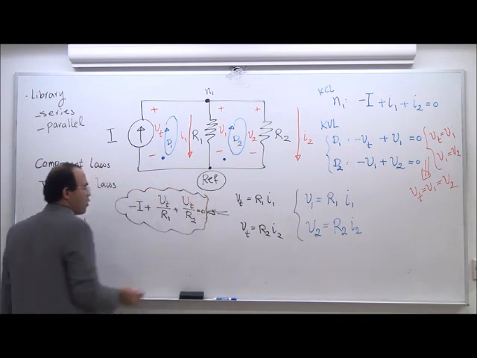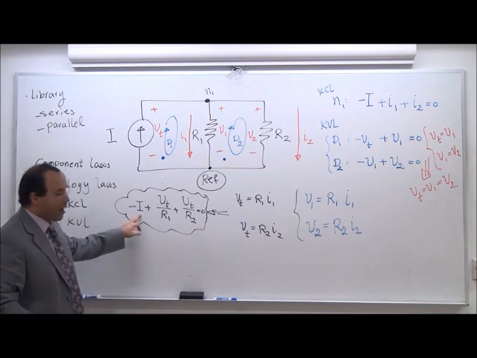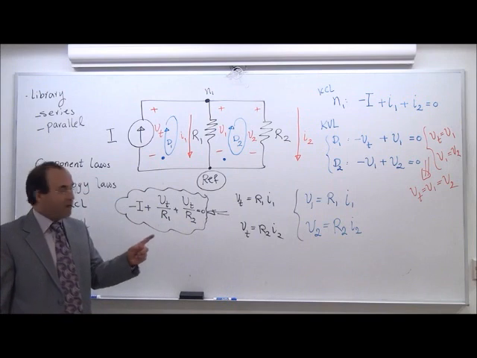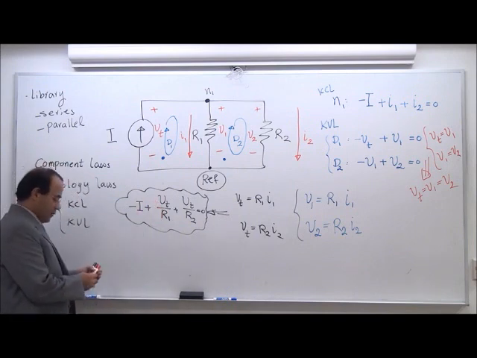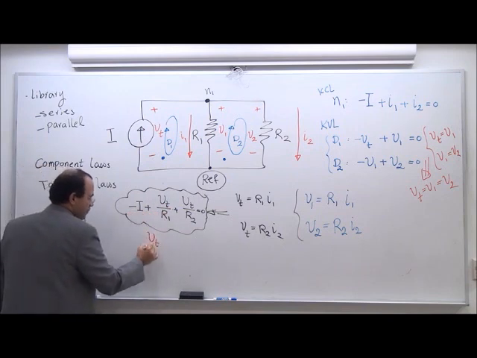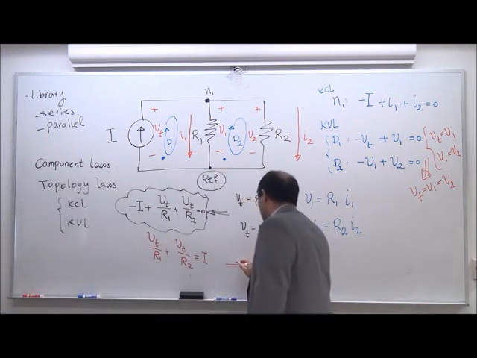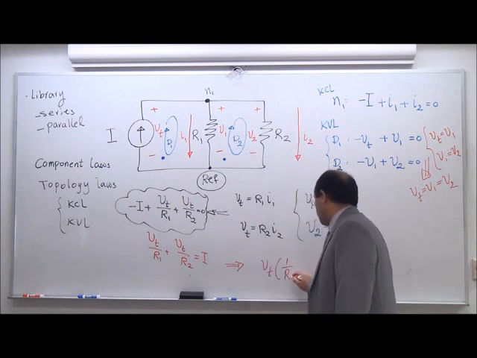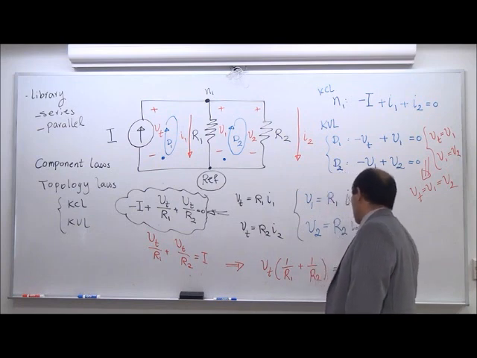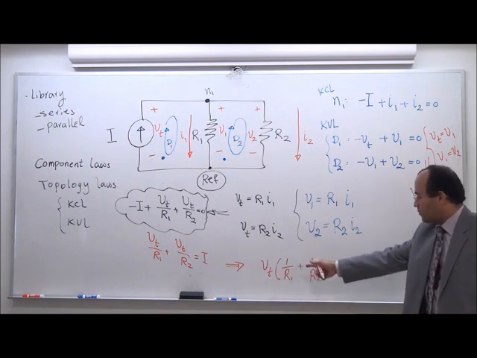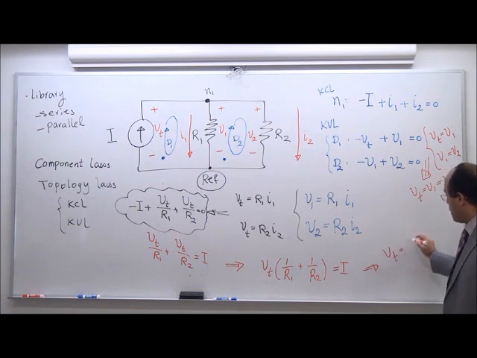Let's take a look at this for a moment. What do I have, what I don't have? I have I. I know that. That's 10 amp. I have R1 and R2. One of them is 1 ohm, the other one is 10 ohm. What I don't have is Vt. So Vt is one of the unknowns. Let's put I to the other end. Vt times 1 over R1 plus 1 over R2 equal to I. Let's factorize Vt. And obviously, you can extract Vt because Vt is unknown. So basically, Vt is going to be I divided by 1 over R1 plus 1 over R2.